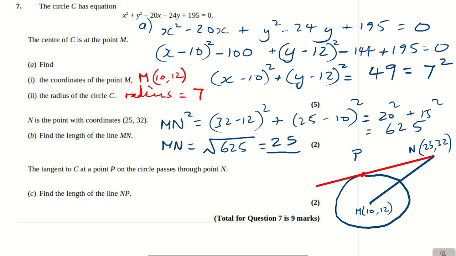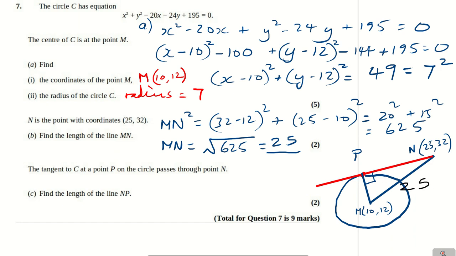And remember that we know that the line from the centre of the circle to the point P, in other words the tangent, we know that that must actually be at right angles. So we can draw a right angle triangle. Now we know the line MN is 25 long.